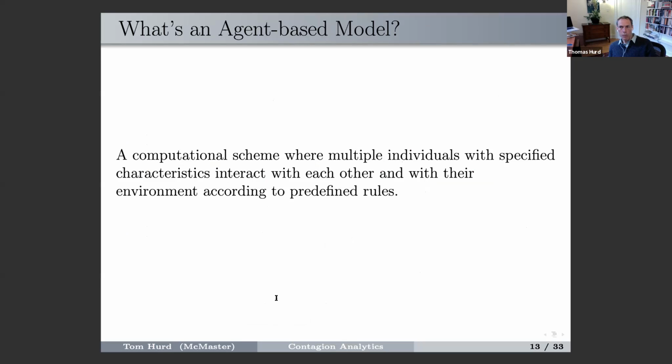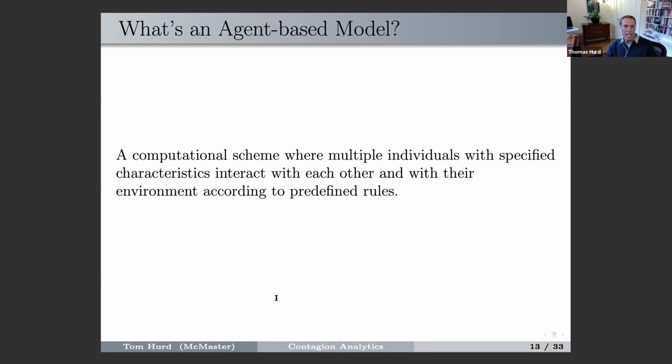So what is an agent-based model? Well, it's a computational scheme. You can implement it on a computer, but you can't do paper and pencil calculations. But basically, multiple individuals are endowed with characteristics. They interact with each other and with the environment according to predefined rules. So I gave you an example of that with my seniors residence model.